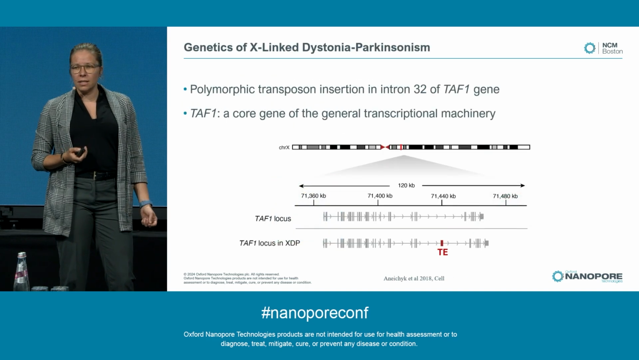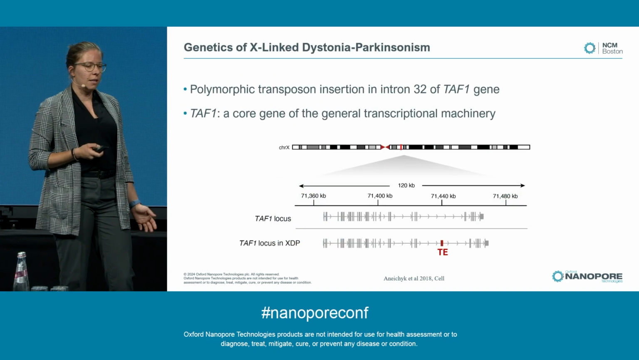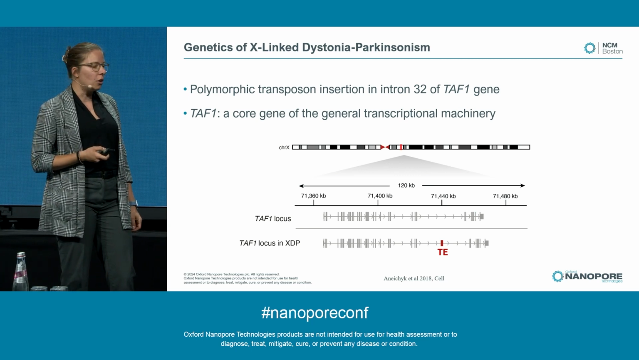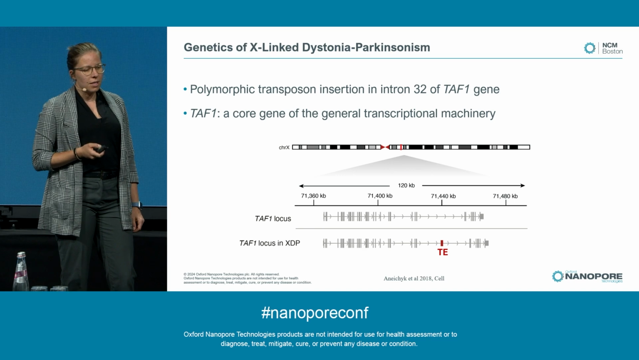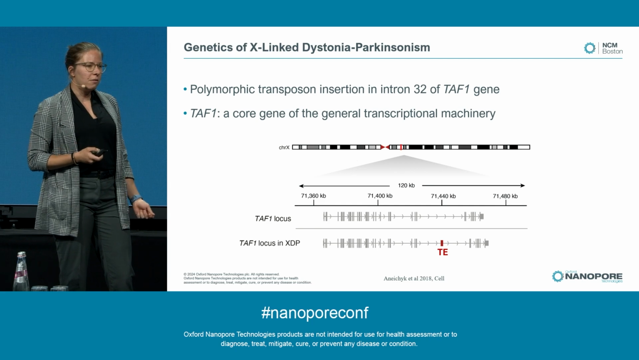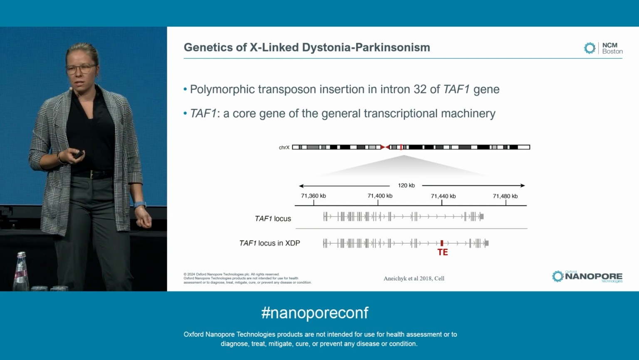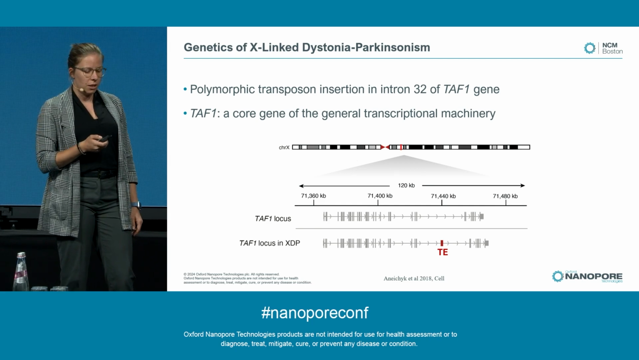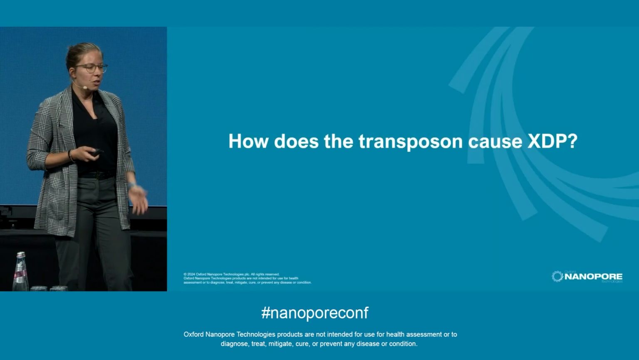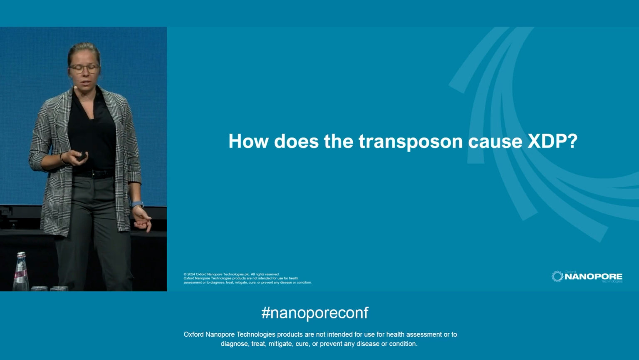But the aspect of the disease that I am very interested in is that recently it has been described that there is a polymorphic transposable element insertion inserted in the 32nd intron of the TAF1 gene. You can see here the schematics of the TAF1 locus in healthy individuals and then in XDP patients. TAF1 is a very important gene for proper transcriptional function, so you can imagine that its correct expression is very relevant. So the main question of this XDP field now is how does this transposon cause the disease?